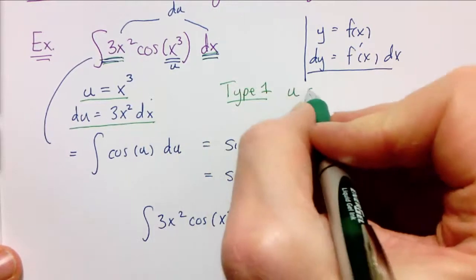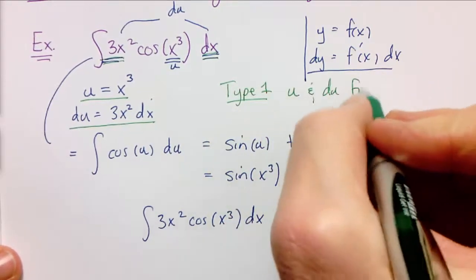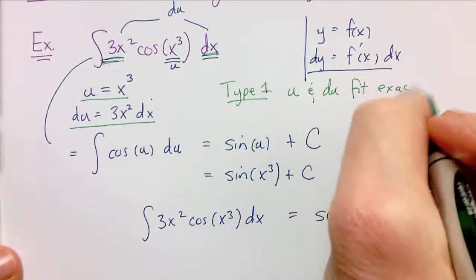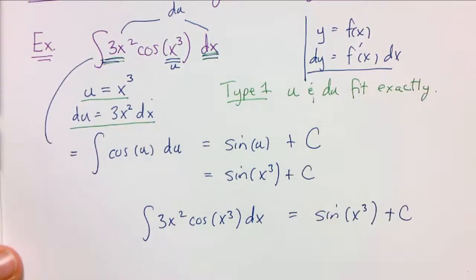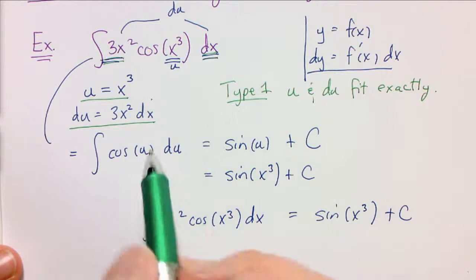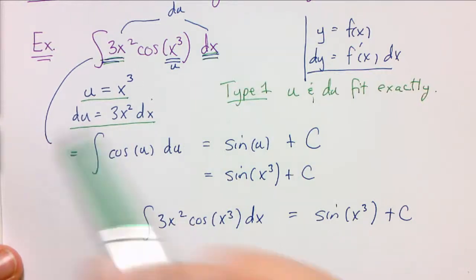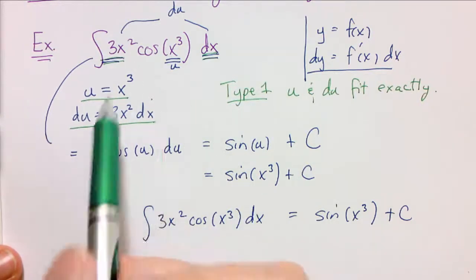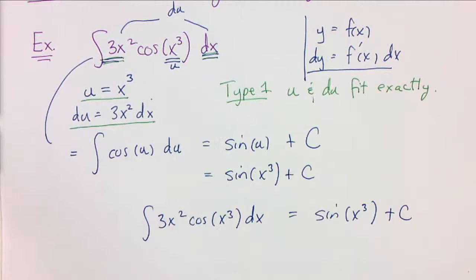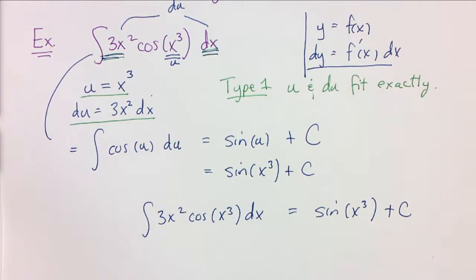So u and du fit exactly. After I choose u and compute du and make the substitution, there are no x's left over. Nothing's left to adjust or fix. That doesn't always happen, and we'll learn how to deal with that when we get to it. All right, let's try another here.